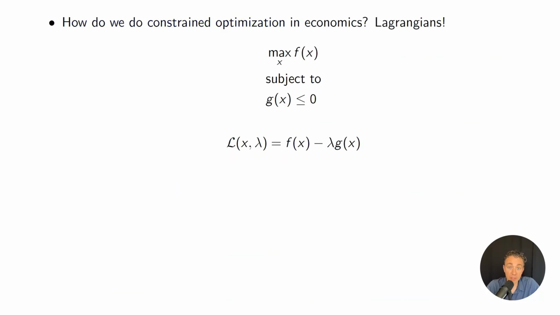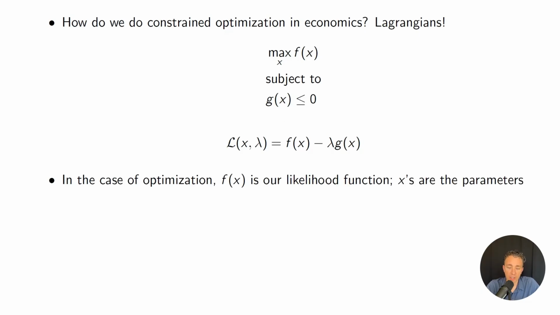What are the basics of constrained optimization? Well, we need to go back to our intermediate or advanced microeconomic theory course where we learned about a Lagrangian. So we want to maximize or minimize some objective function f of x subject to some constraints. So we write down the Lagrangian like so, and in our case, the objective function is the likelihood function or the minimum distance objective function, and the x's are the parameters, the betas, the coefficients that we're trying to estimate.